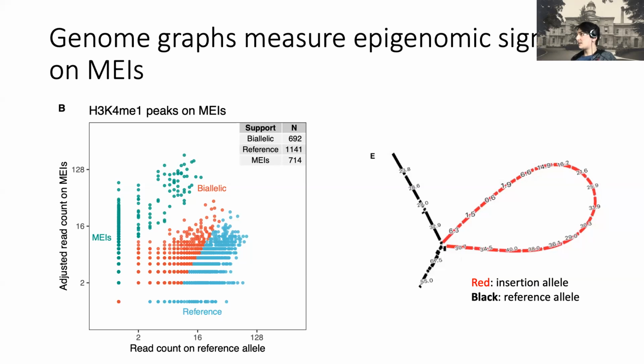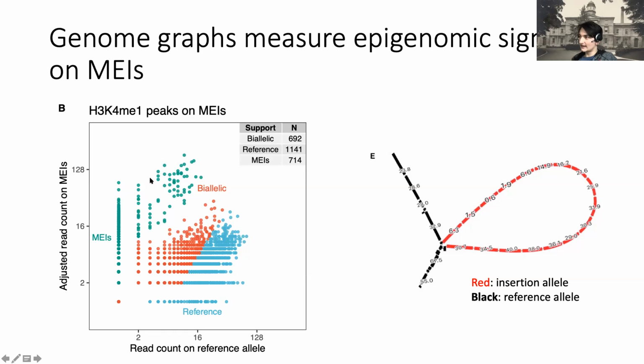So when I look at an epigenomic signal, so H3K4 monomethylation in this case, which is a histone modification, I find that I do a good job in retrieving allele specific signal. So on the y-axis here, I have reads that were assigned to the insertion allele in these heterozygous polymorphic loci, and the x-axis describes reads assigned to the reference allele, right?